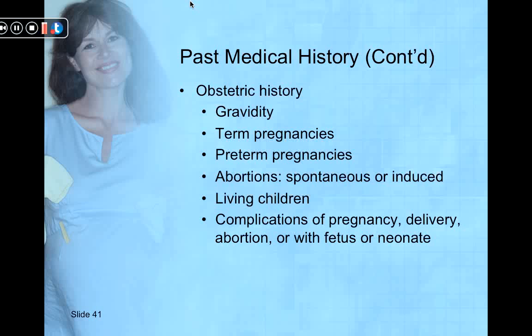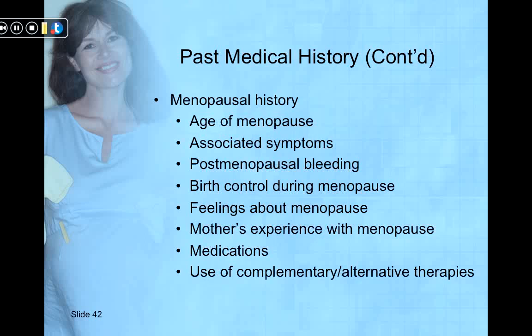Was it a C-section because the baby weighed 14 pounds because they have gestational diabetes? Was it a vaginal delivery? Were there any issues with the vaginal delivery? Maybe their uterus prolapsed, or maybe issues with the baby itself, maybe the cord was wrapped around the neck, or breech births, things like that.